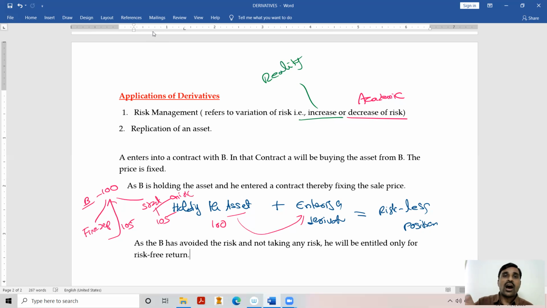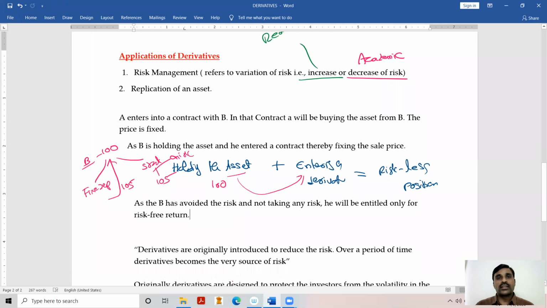Therefore, the seller, or technically the short position, is entitled only to a risk-free rate of return. This is the point. So if that is the case, now you'll get a question, sir. If I am holding the stock and I'm getting only a risk-free rate of return, then what is the logic in holding the stock? I can directly go to the bank and put my money in a fixed deposit. If I'm getting the same amount in stock also, why should I go to the stock?